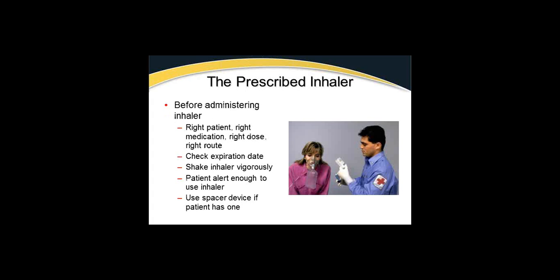Now, before administering the inhaler, you've got to check your patient rights. Is it the right patient, right med, right route, right dose, right time to do this? Check the expiration. Is there some sort of a prescription that helps us identify if this actually belongs to this patient? You need to shake the inhaler up. Is the patient alert enough to use the inhaler? And if they have a spacer, try to use that.